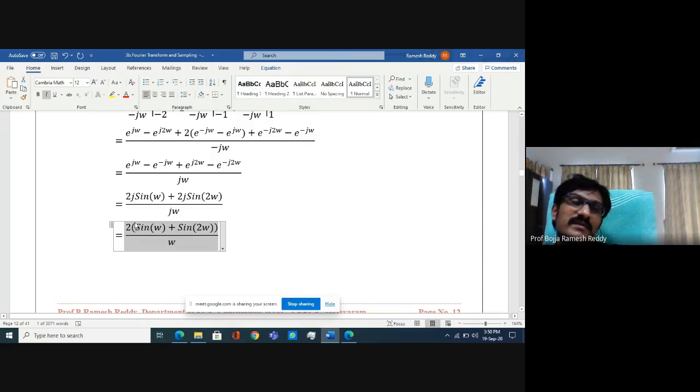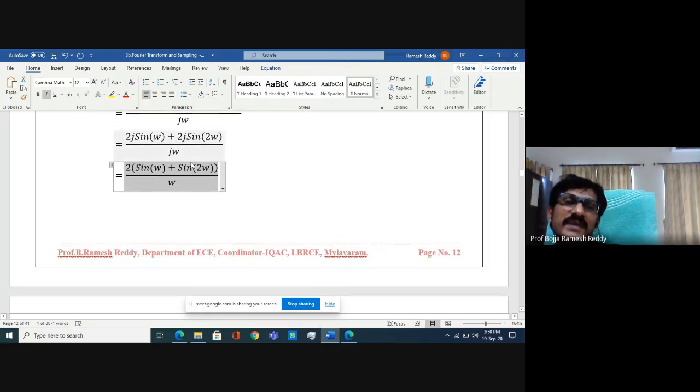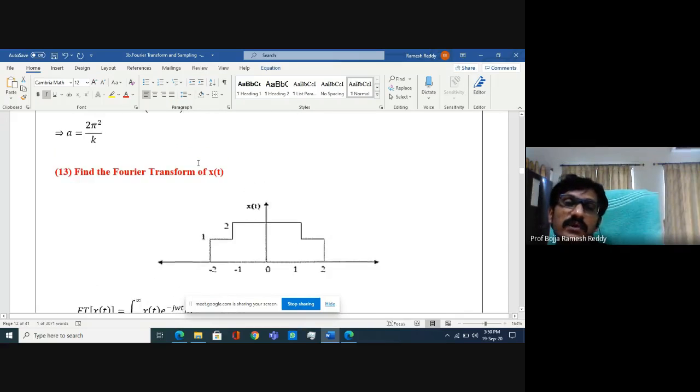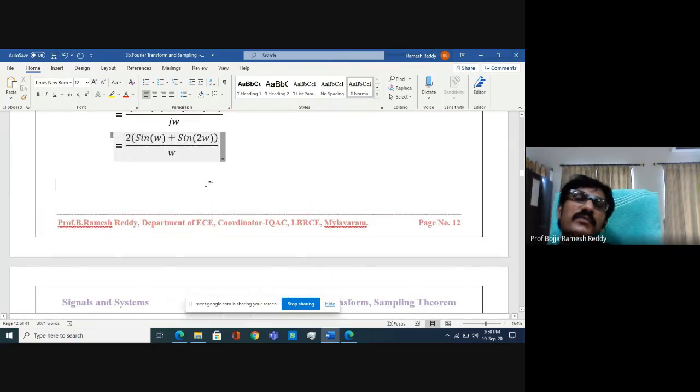What is this actually? Sin omega by omega, sin 2 omega by omega is a sampling function. This is a rectangle function, a sum of rectangles. That's why we got a sum of sampling functions or sinc functions. This is a known thing only. Rectangle signal and sinc signals are Fourier transformable pairs. These are the different questions given in the GATE examination. We can do all those things without applying properties.